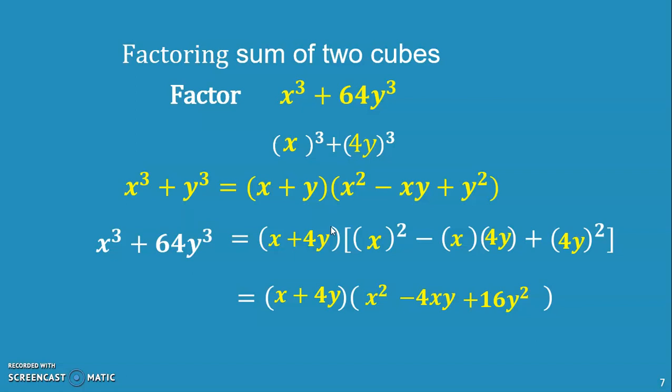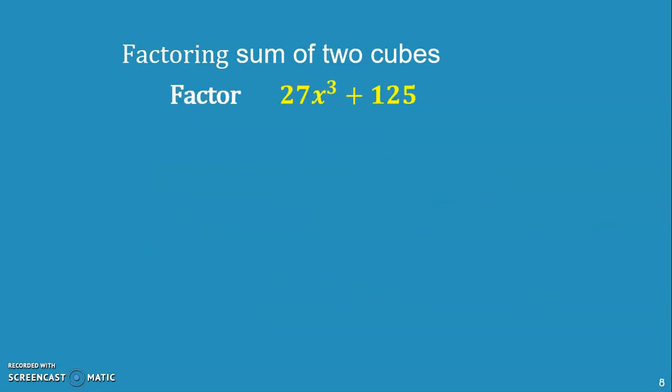Next example, 27x cubed plus 125. 27, alam natin, perfect cube siya. Then, 125 is a perfect cube, and that is 5 times 5 times 5 is 25, 125. So, we'll rewrite the given into factored form. Then, 27x cubed is 3x, then 125 is 5.